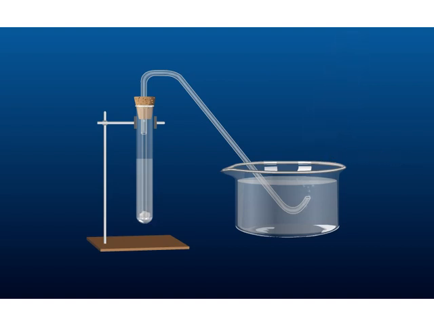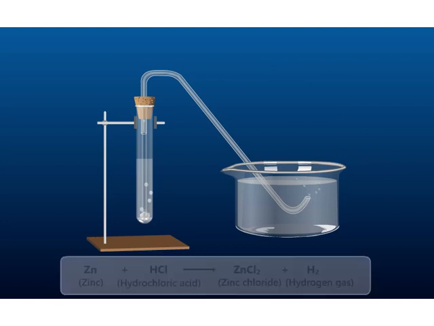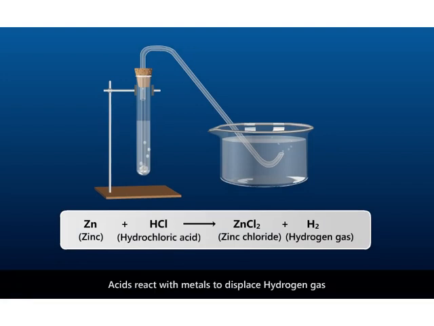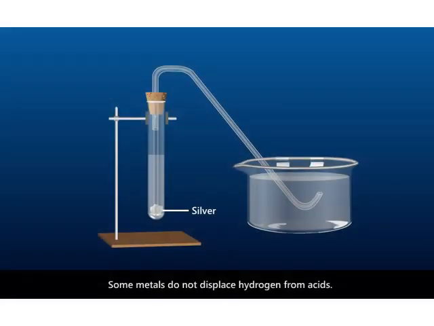Let us represent this in a chemical equation. Zinc reacts with hydrochloric acid to give zinc chloride and hydrogen gas. Therefore, we can say that acids react with metals to displace hydrogen gas. It can be seen that some metals do not displace hydrogen from acids.